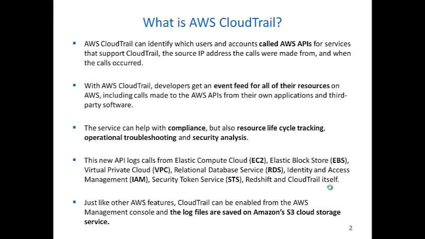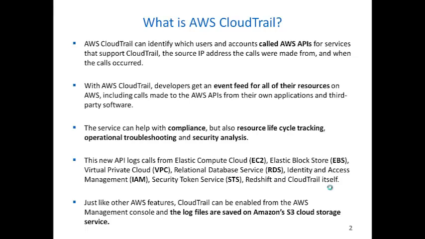With AWS CloudTrail, developers get an event feed for all of their resources on AWS, including calls made to the AWS APIs from their own applications and third-party software. CloudTrail can help with compliance, resource lifecycle tracking, operational troubleshooting, and security analysis.